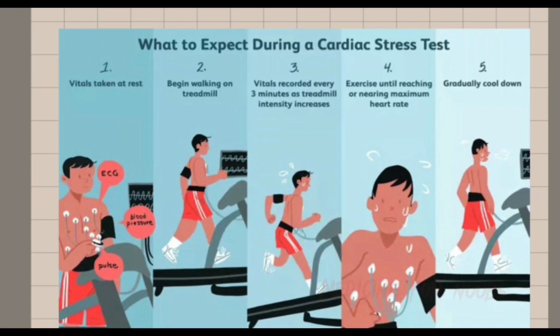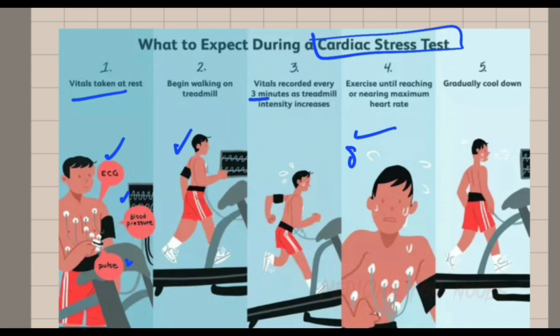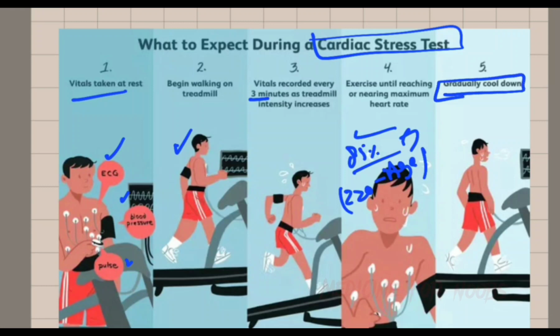So what is done in the cardiac stress test? First, vitals are taken, such as ECG, blood pressure and pulse rate. Then the patient begins walking on the treadmill. Vitals are recorded every 3 minutes as treadmill intensity increases. The patient has to exercise until reaching or nearing the maximum heart rate that we have calculated, the 85% of 220 minus the age of the patient, and then gradually the patient will cool down.